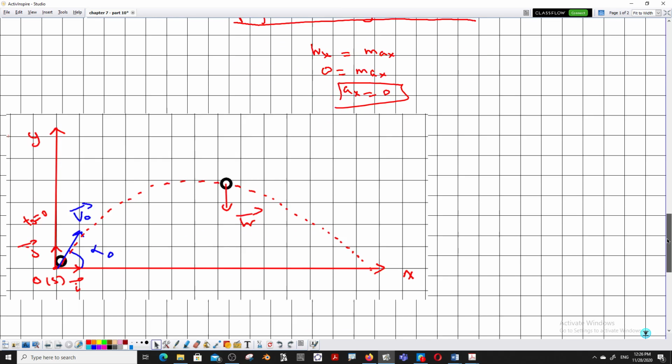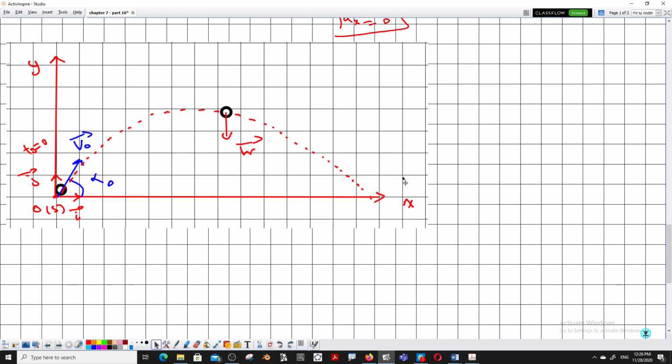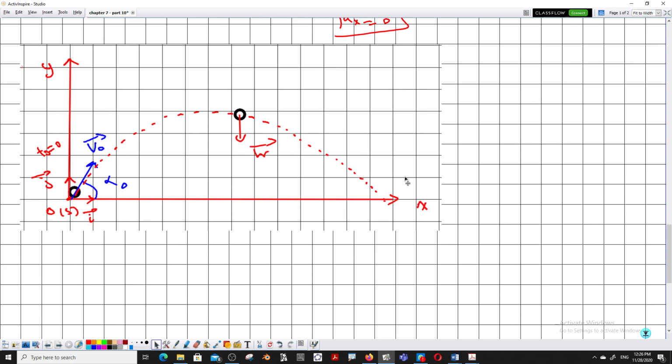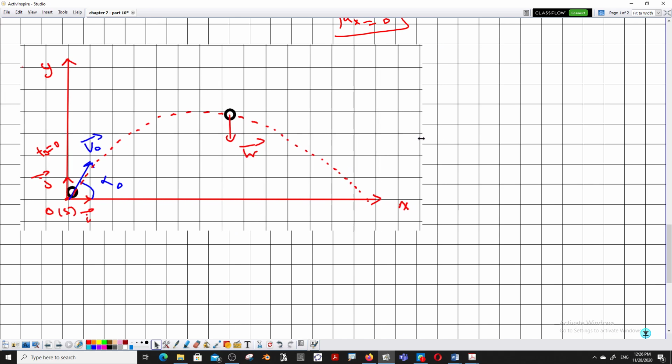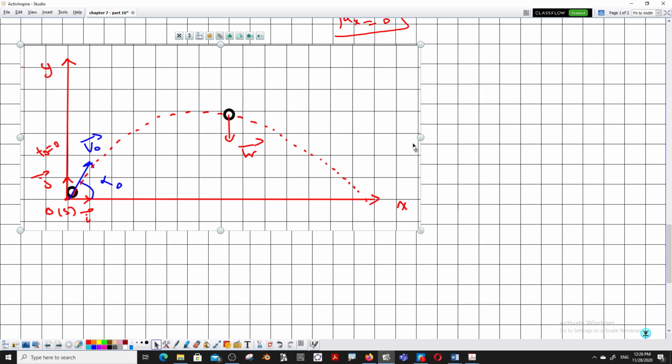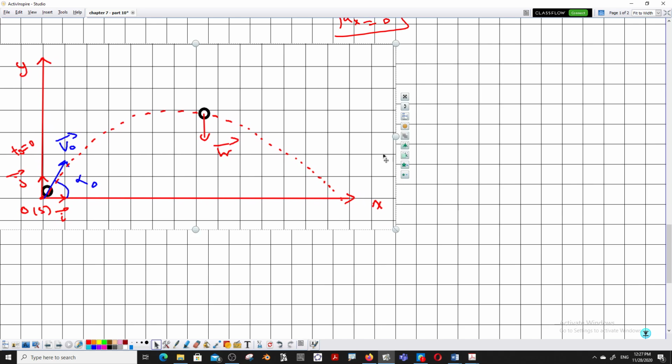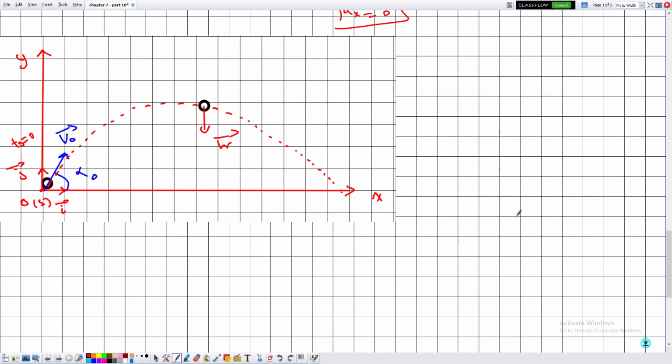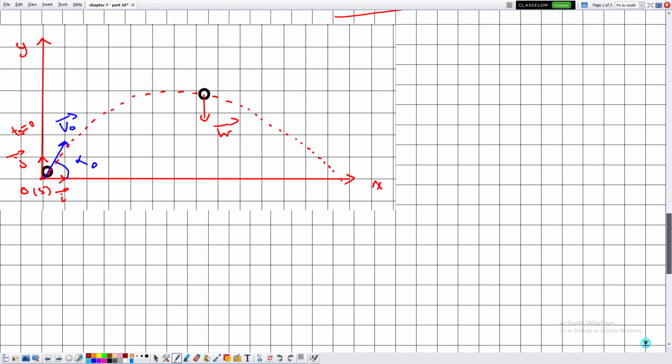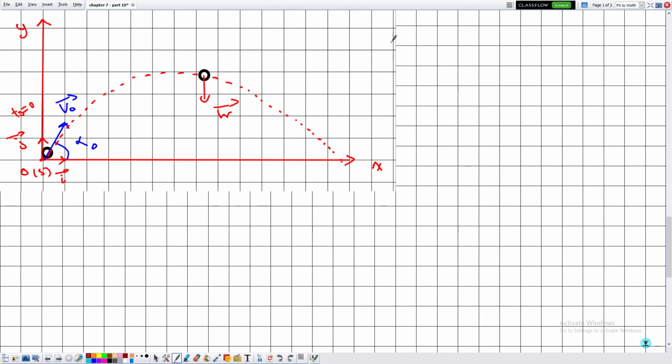So here, let me adjust the figure to be aligned with the grids as much as possible. Okay. So here what do we have? We have that ax is equal to 0 and ay is equal to minus g.